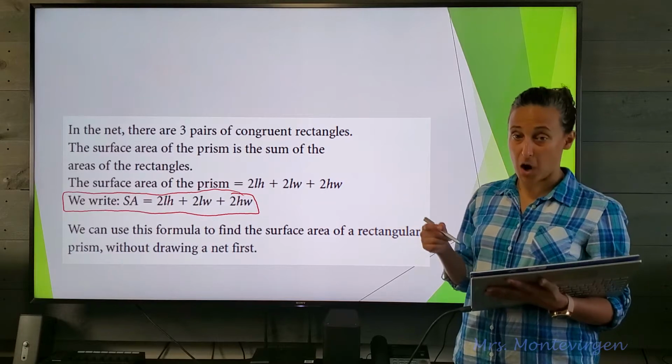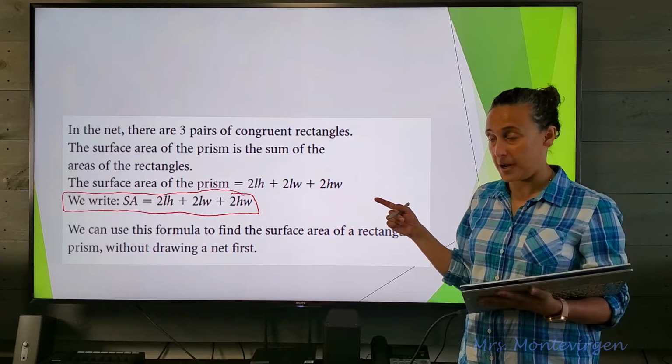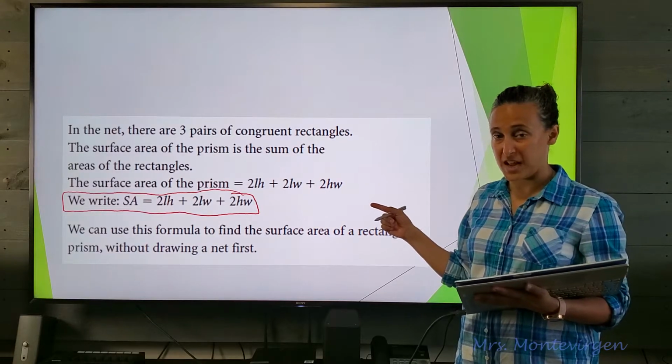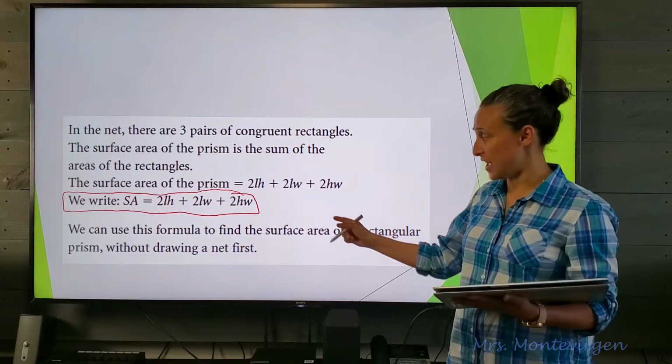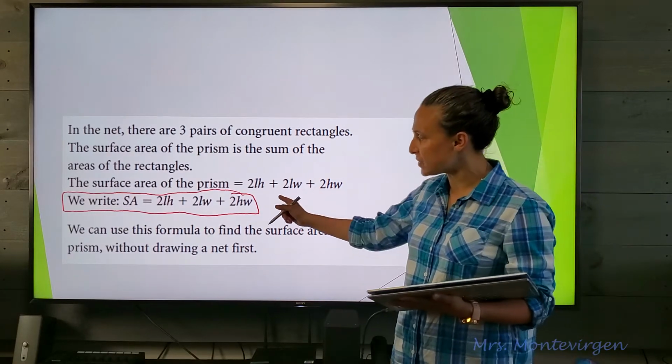Write it down right now, commit it to memory, because that's the formula you're going to be needing when you do surface area of a rectangular prism. This isn't just a grade 7 thing. They're also going to want to see this in grade 8 as well. So please copy this down.